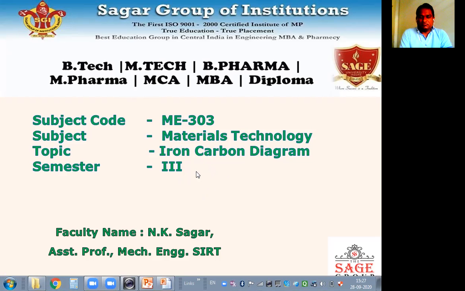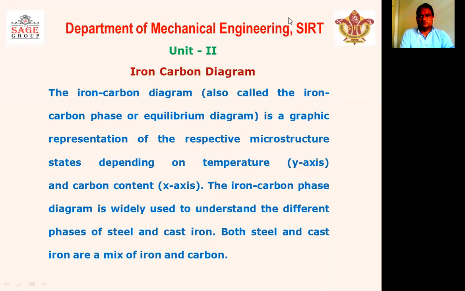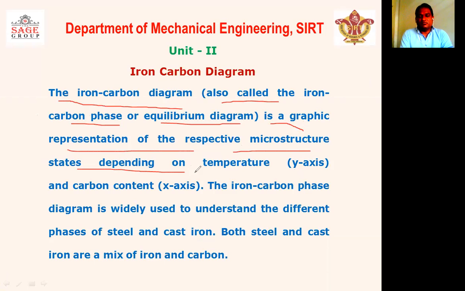In this diagram, we can see all the reactions. So let us start with the iron carbon diagram, which is also called the iron carbon phase or equilibrium diagram. This is a graphical representation of the respective microstructure states depending on temperature, taken on the y-axis, and carbon content as a weight percentage of carbon, taken on the x-axis.